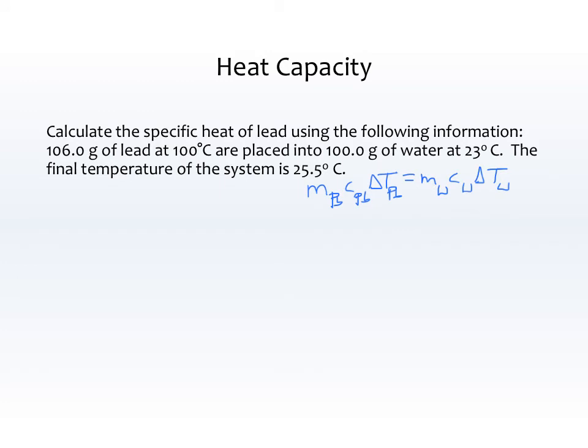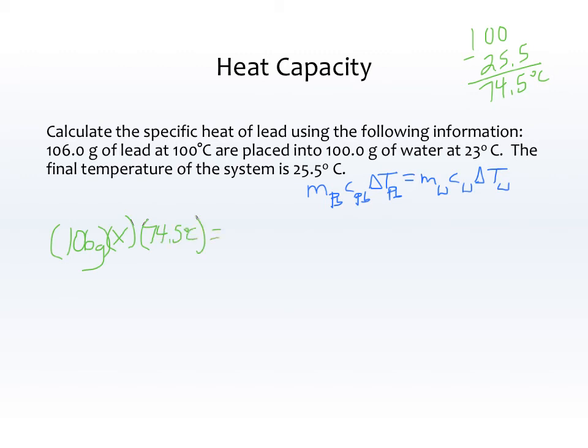So now let's just solve. The M of the lead, that's 106 grams of lead. The C of the lead, that is what we're solving for, so put an X there. The delta T of the lead, well, it was 100 degrees, and then when it finally finished reacting, it ended up at 25.5. So if we subtract that, we end up with 74.5. That's my delta T for the lead.